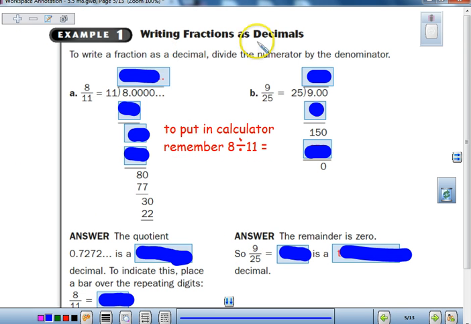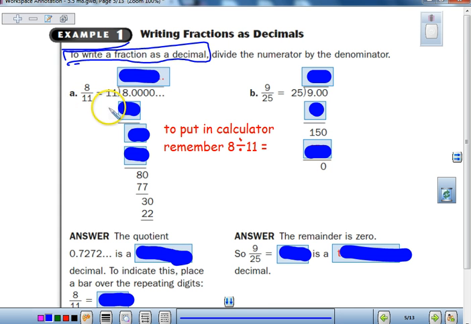What about writing a fraction? So right below this rational number, you want to put example 1. And the key thing we want to do is write a fraction as a decimal. So this is what you want to put in your notes. Write a fraction as a decimal. We're going to put 2 examples.